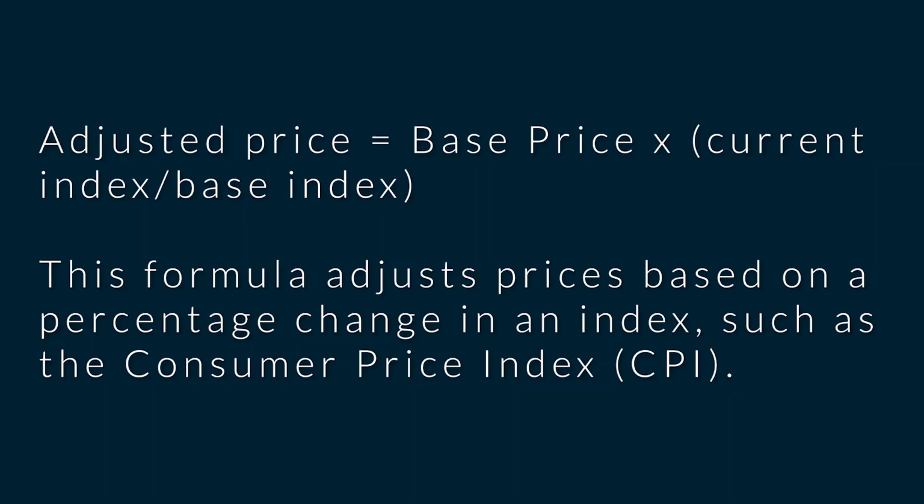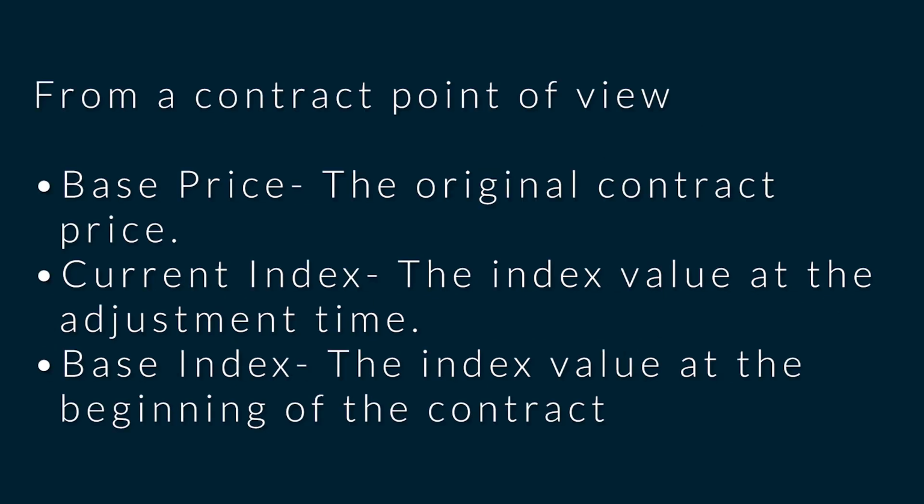In this case, the adjusted price equals the base price times the current index divided by the base index. So that's a formula, right? This formula adjusts prices based on a percentage change in an index, such as the consumer price index. From a contract perspective, we look at the base price, that is the original contract price, the current index, that is the index value at the adjustment time, and then the base index. The base index is the index at the beginning of the contract.